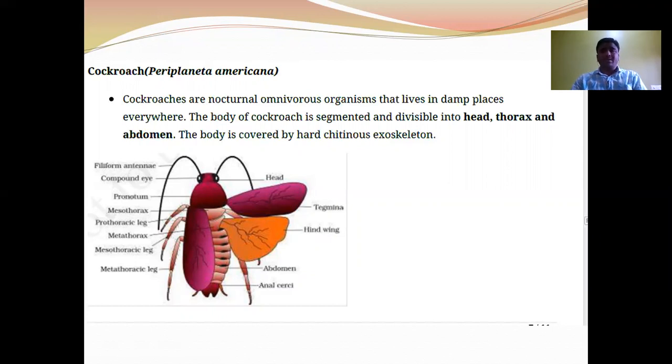Next, the chitinous exoskeleton is divisible into small plate-like structures called sclerites. There are four sclerites in each segment. The dorsal sclerite is called tergum, the ventral sclerite is called sternum, and the two lateral sclerites are called pleura. These sclerites are attached to each other with the help of a flexible membrane called arthrodial membrane.